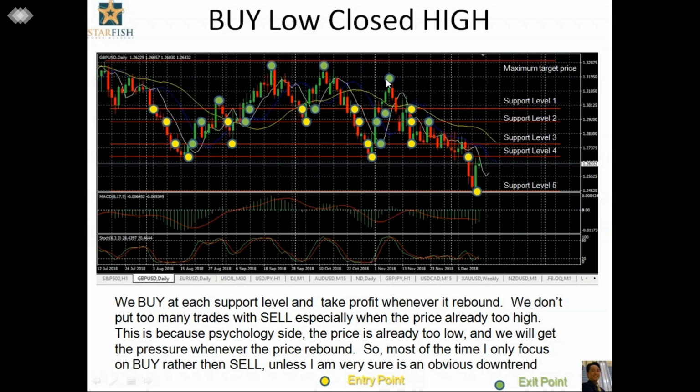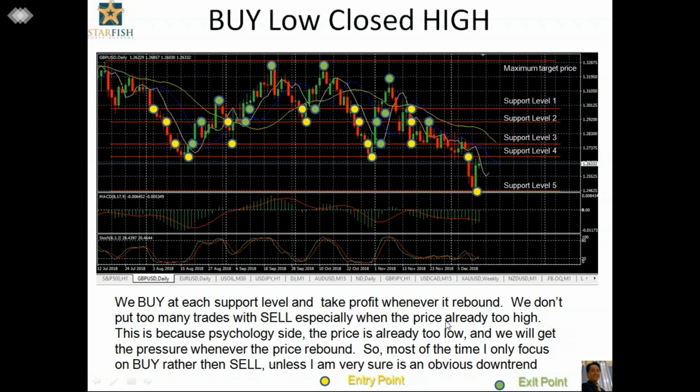My strategy, most of the time, I will focus on buy rather than short, because before I enter this currency pair, the price has dropped tremendously. What I believe is that whatever is low enough is a good value to buy, so I buy and keep. The summary is, we buy at each support level and take profit whenever it rebounds.